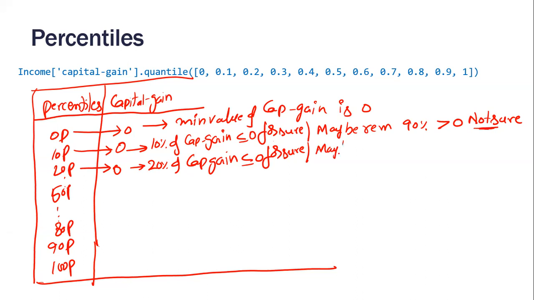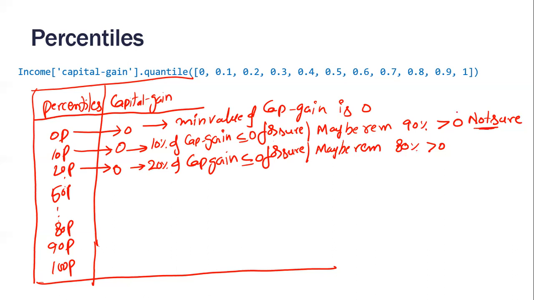Maybe the remaining 80% is greater than 0, but is this sure? Am I sure about the rest of the 80%? Have I really seen it? Can I really make a comment on the rest of the 80%?